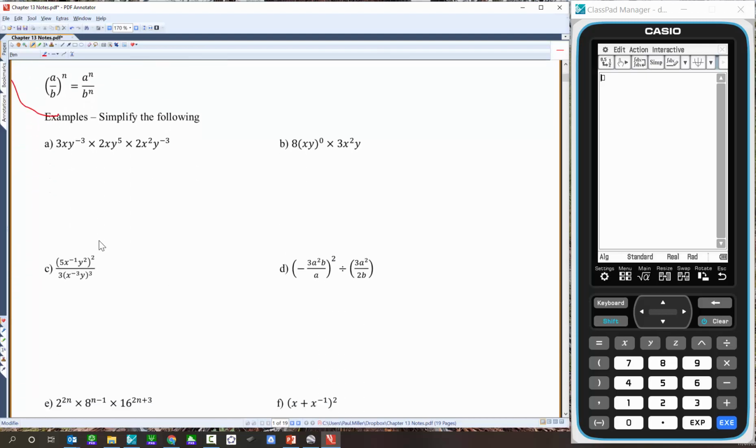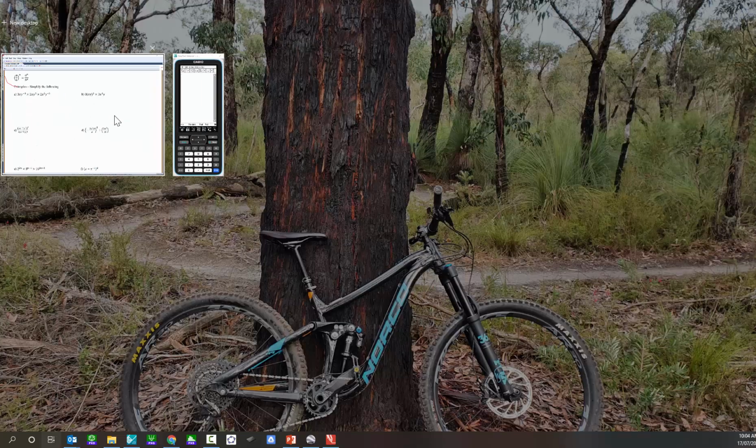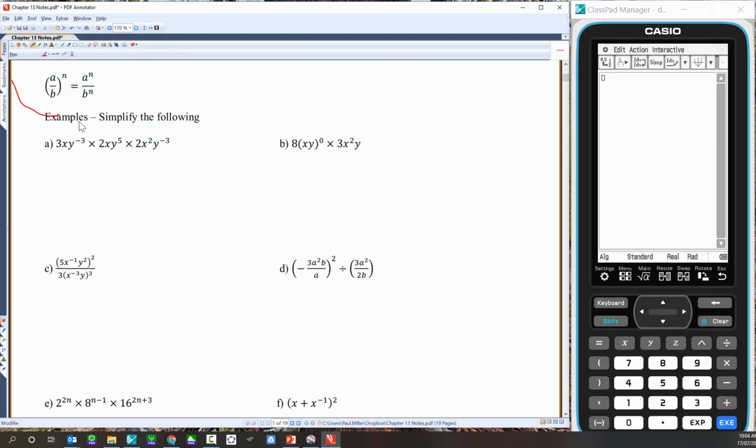Okay, so let's get stuck into some problems. So the first thing we'll do is simplify this particular expression. So what I'm going to do is multiply the whole numbers together. So 3 times 2 is 6, 6 times 2 is 12. Then deal with the x's. That's x to the 1 times x to the 1 times x to the 2. That's x to the 4.